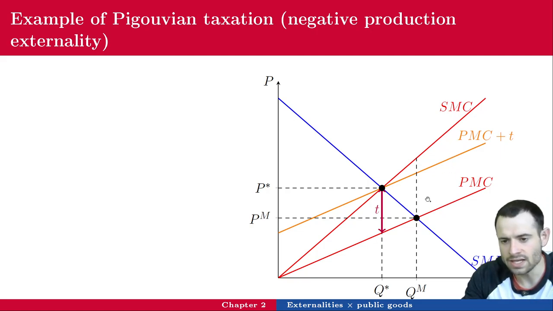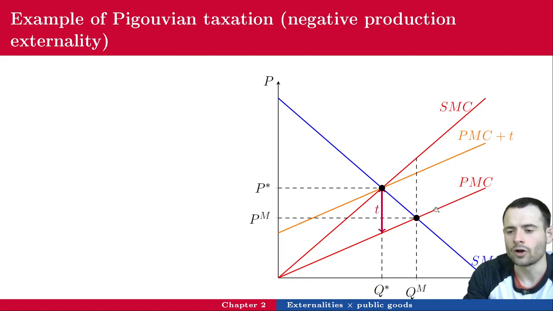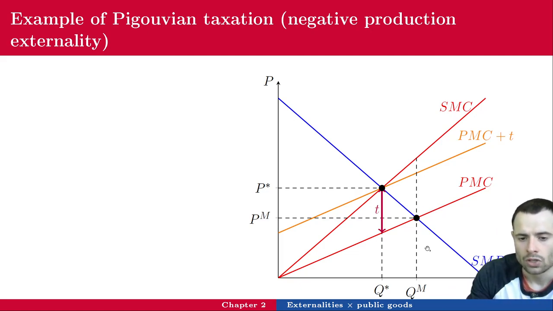Now, the idea here is that if you let firms do their own thing, the market equilibrium will be such that private marginal cost equals social marginal benefit. So we're going to be here. Again, we know it's inefficient. And if you remember the previous graphs, this triangle here will be the deadweight loss. This is extra production that costs more than what people are willing to pay for.